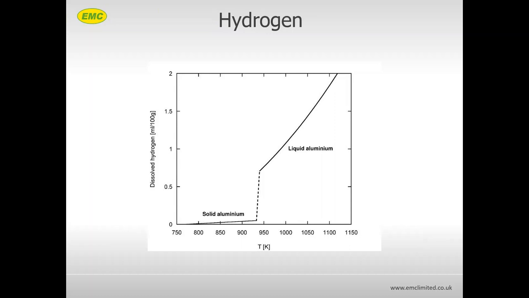I'm sure you've all seen this graph before, but two things to note. One is a sharp increase in hydrogen solubility with increasing temperature in the liquid aluminium, and a sharp decrease in hydrogen solubility at the phase change from liquid to solid. And it's this sharp drop that causes the dissolved hydrogen to come out of solution, with all the problems.